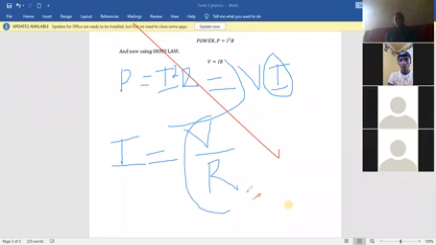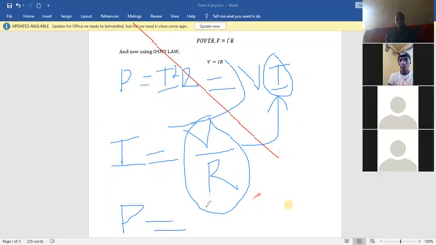Put this V over R here. Power becomes V over R, all squared, so V squared over R squared, times R, which gives V squared all over R. Now we have 3 equations. Let me show you now.